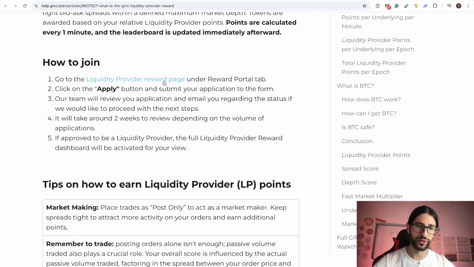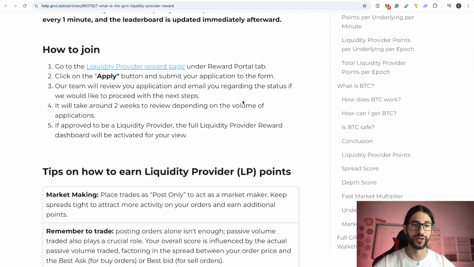So again, before you needed to go to the liquidity provider reward page and apply with a button. I don't know right now if that is also the case. It's supposed to be open for anyone with KYC already confirmed, but go into the liquidity provider reward page, see if you need to apply to something. You probably don't need to go into any form anymore, but if you apply there, you are going to be available to start earning your points on GRVT liquidity provider.